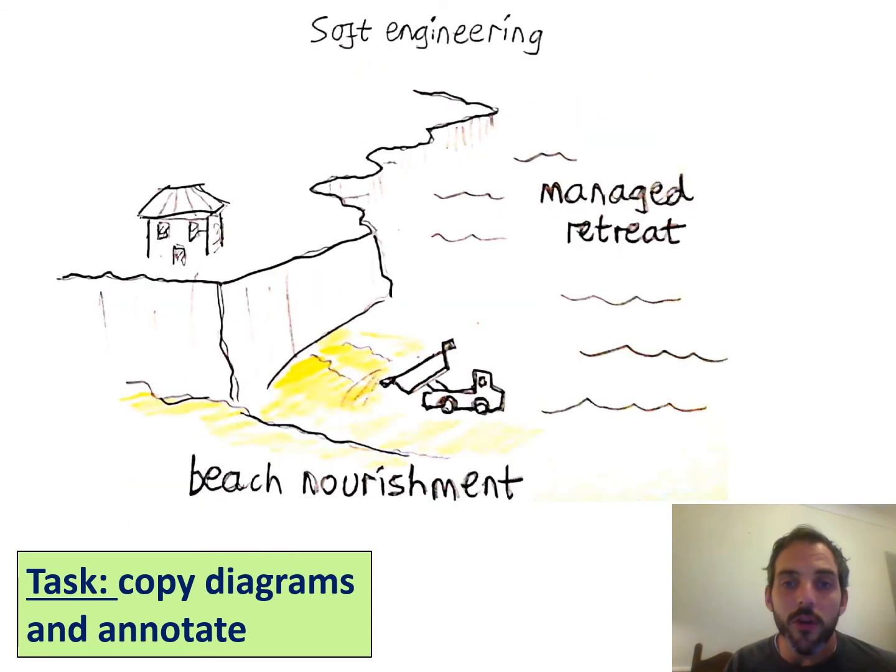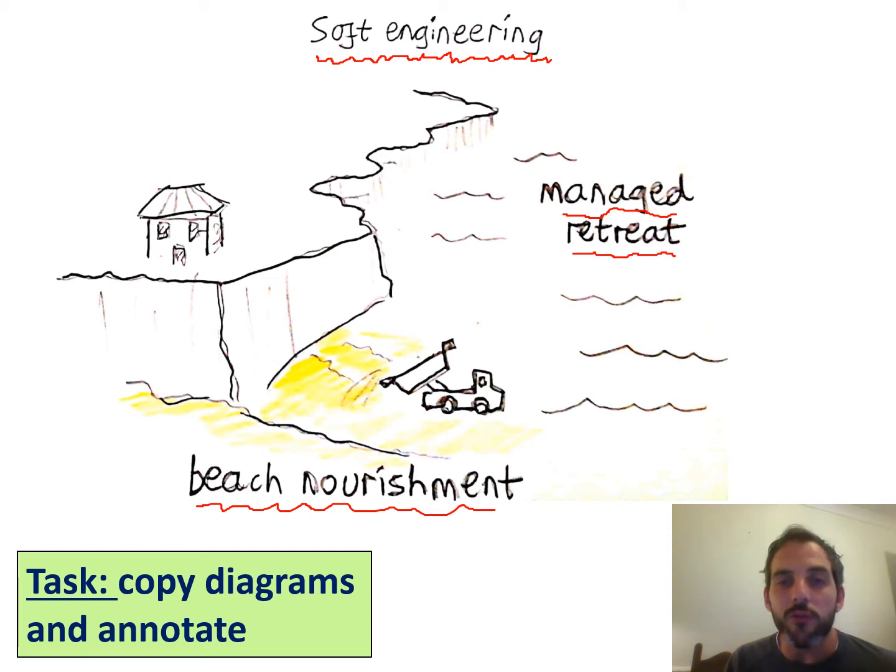So now we're going to look at soft engineering. Please pause the video and copy this diagram as well. Once you've done that, you can watch the second clip in the description below the video. So the two types of soft engineering we're going to look at are beach nourishment and managed retreat.